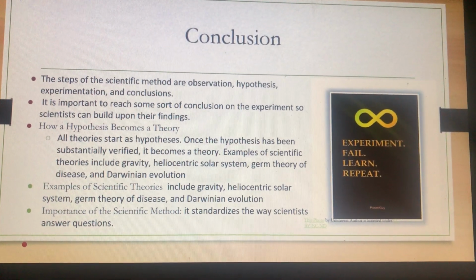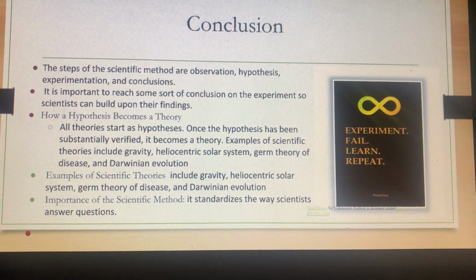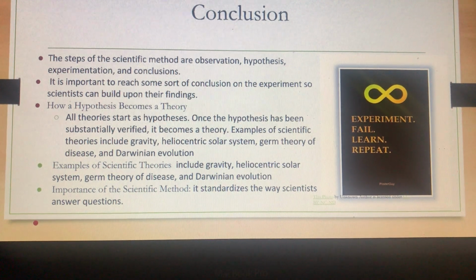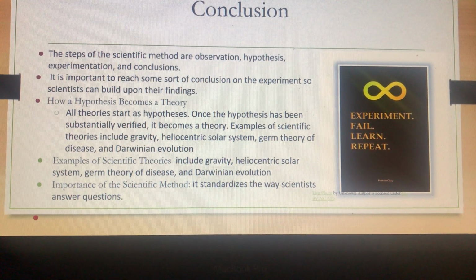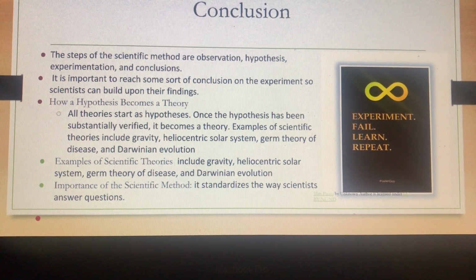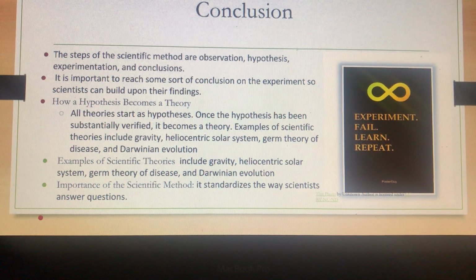The conclusion. The steps of the scientific method are observation, hypothesis, experimentation, and conclusions. It is important to reach some sort of conclusion on the experiment so scientists can build up on their findings.